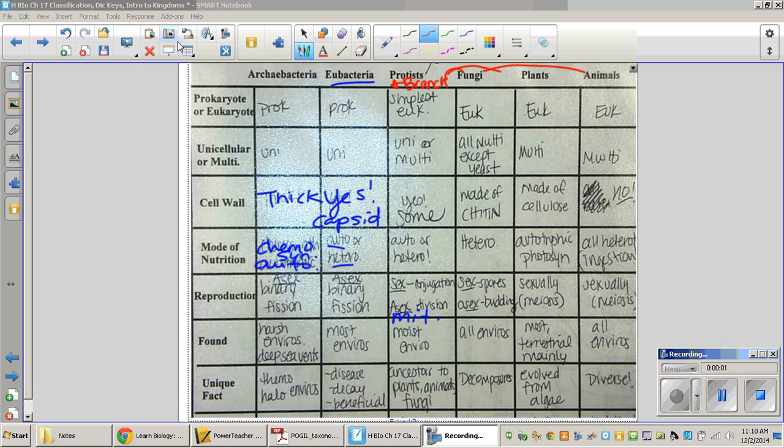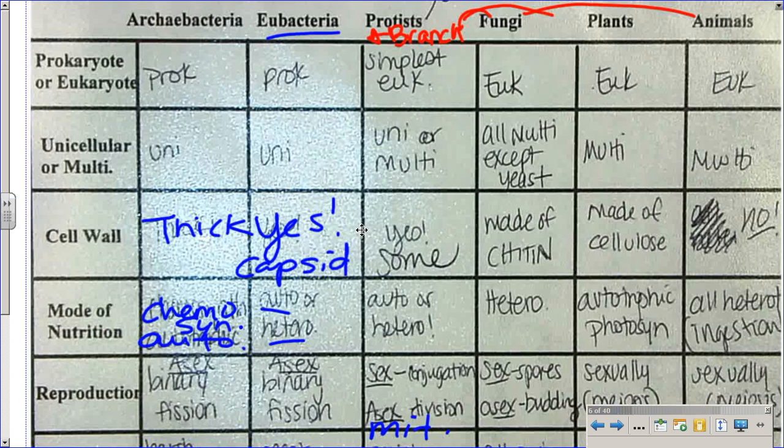Prokaryotes. Yes, ribosomes are found in prokaryotes. Good. Okay, so fungus is my first one. Most of them are going to be multicellular, like most eukaryotic organisms are multicellular. One exception is yeast. That is the only one that is unique. Got the exception down? Random factoid you have to know. So the exception is yeast, that is the unicellular one.